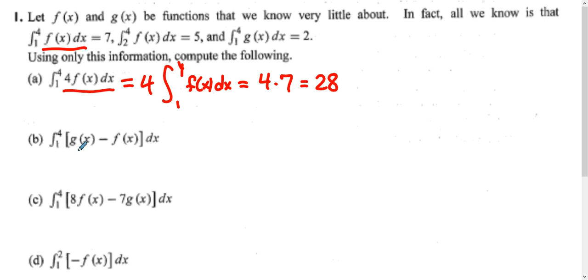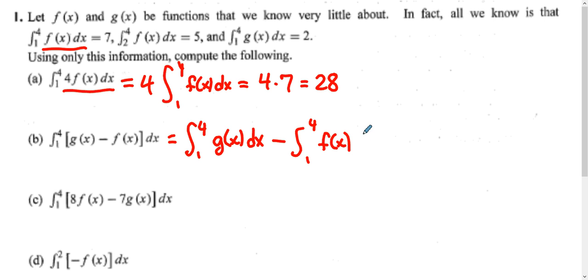Similarly, if you have some function g and subtract some function f and then take the area, that's the same as taking the area under g and subtracting the area under f. This almost makes sense. So that's 2 minus 7, that's negative 5.